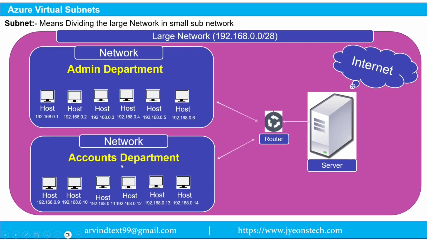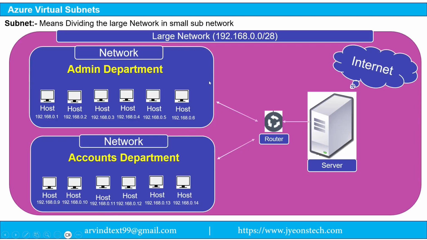And for the accounts department network, these are the hosts, and you can see the IP address range. The admin range ended with 0.6, and this one starts with 0.9, 0.10, 0.11, 12, 13 and 0.14. So how have we assigned these IP addresses? They start from 0.9, not from 0.8 or 0.7.